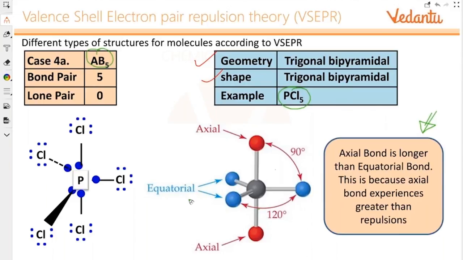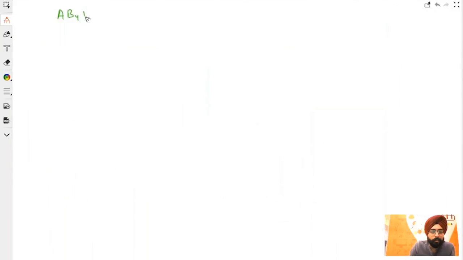Now let us think of a deviation, AB4E. Can anyone tell me an example of this case? Does anyone remember any example like this where there are 4 bonds and 1 lone pair? If anyone remembers, tell me, otherwise I have it somewhere in the slide itself.